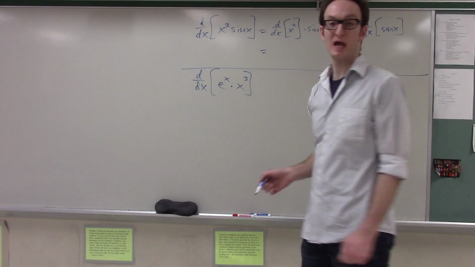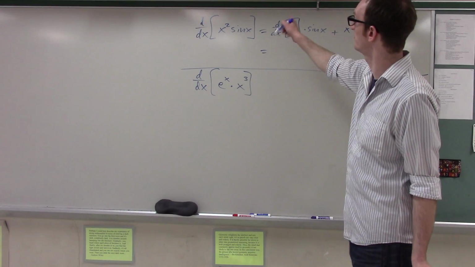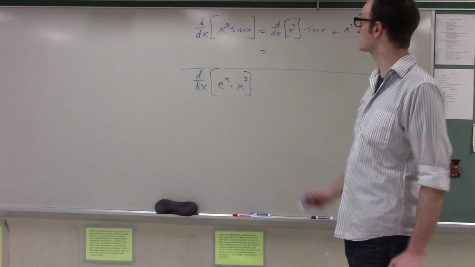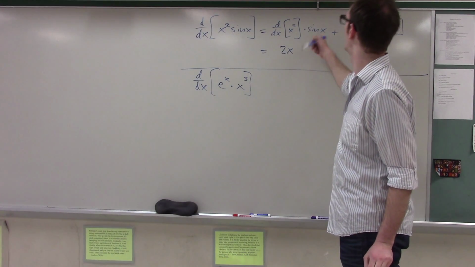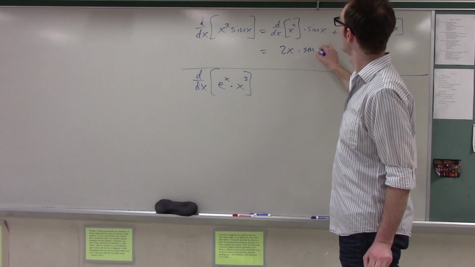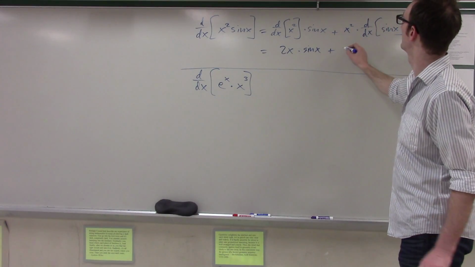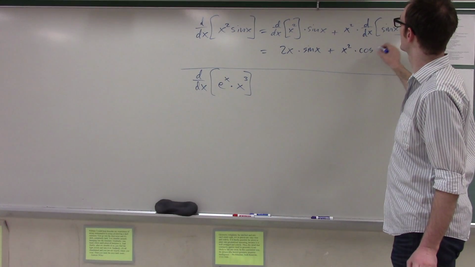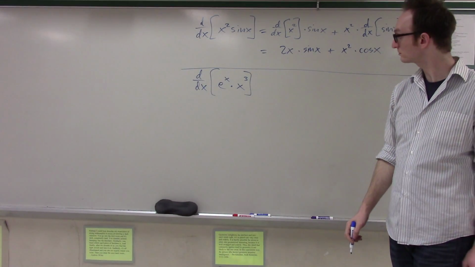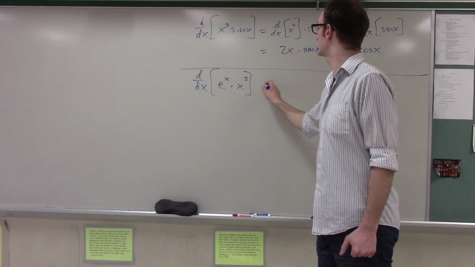You probably should just try this on your own really fast before I hit pause and finish this one and do the next one too. I'll just go really fast. The derivative of x squared is 2x, and then just times sine. And then we have x squared times the derivative of sine, which is cosine. So that's it.